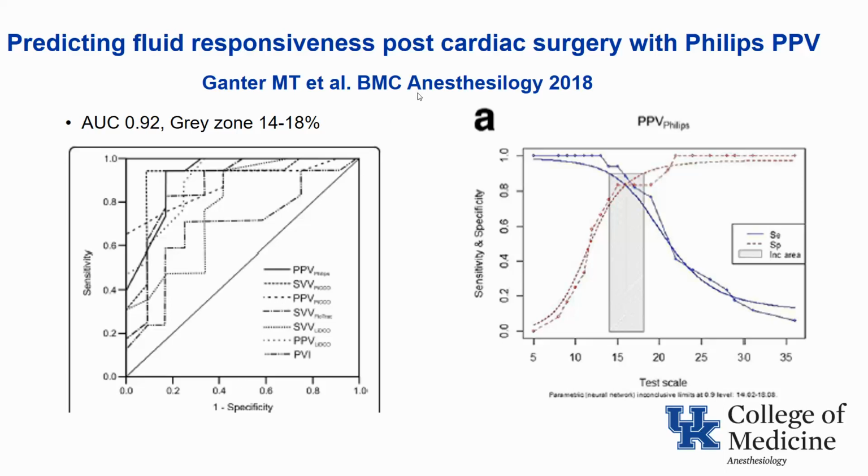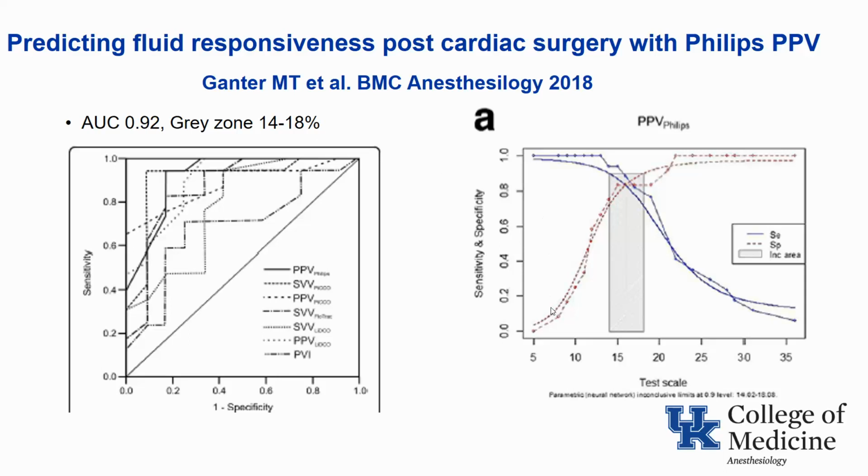This is a recent study that assessed various methods of assessing fluid responsiveness, but I'm focusing in on the data they provided with the system we use here, the Philips pulse pressure variation. And you see that the area under the curve here, which is this thick black line, is quite good. In fact, the area under the curve was about 92%, which is very good. But notice that the gray zone is somewhere between 14 and 18%.